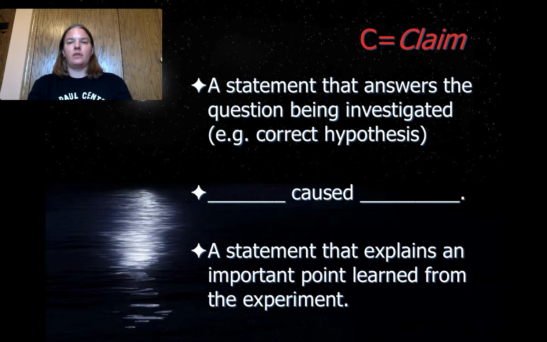Now we get to the conclusions. So starting with C, which stands for claim, this is a statement that answers the question being investigated. If your hypothesis is correct, you can use that. Or you can use a blank caused blank. So whatever the independent variable caused the dependent variable to change. Or finally, a statement that explains an important point learned from the experiment. You can check with me in terms of something that you might have learned that you didn't expect from the lab, and that can be the formation of your claim.